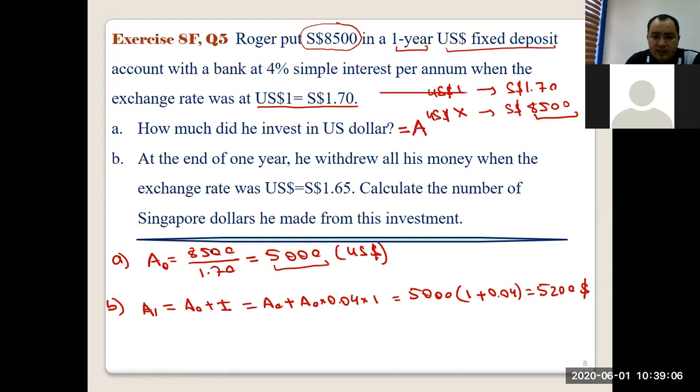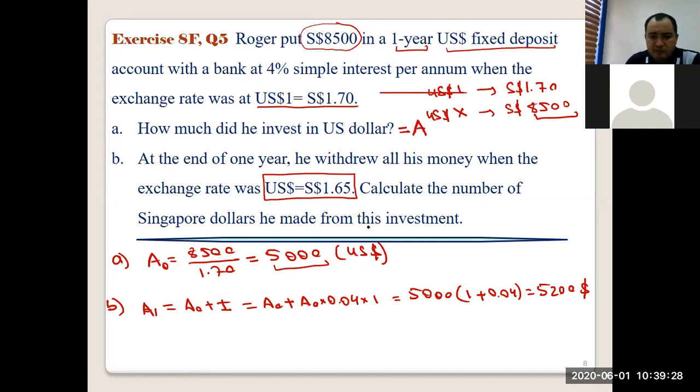Okay. And you withdraw this money from the bank. Since you're living in Singapore, you're going to change this into Singapore dollars. But at what rate are you changing this money? At this rate, right? So now we have to change it at this rate. So the money that you're going to get will be, let me write it right here.